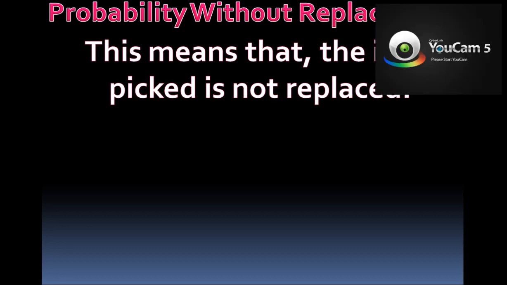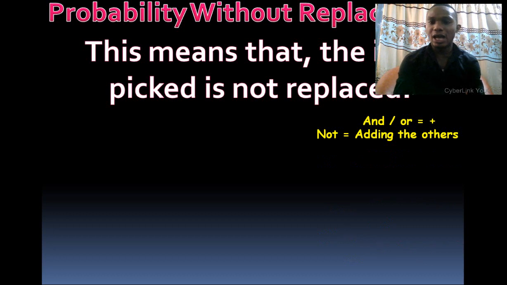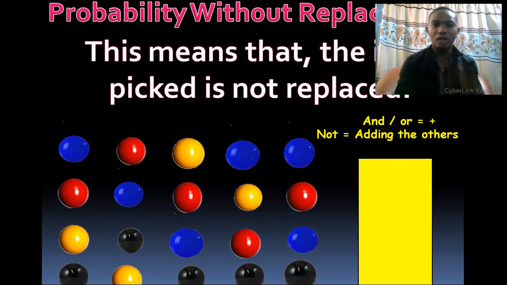Now, let's look at this. We also said that "and" or "or" means you make use of plus. Anytime you see "and" or you see "or" in a question, you add. And anytime you see "not", you add the others.